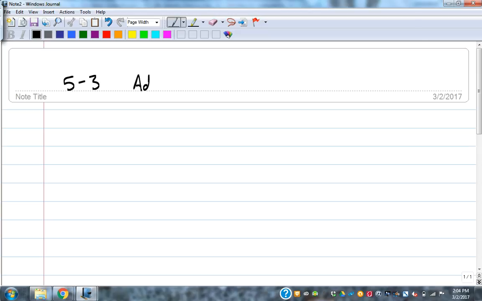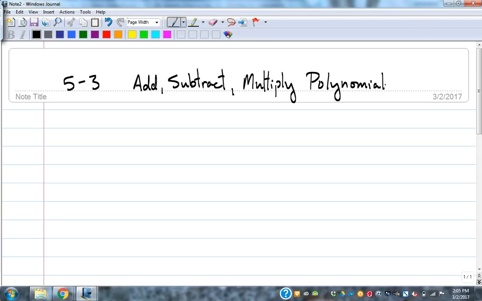5-3 is adding, subtracting, multiply, polynomials. Been doing this for years. You just didn't call it polynomials.